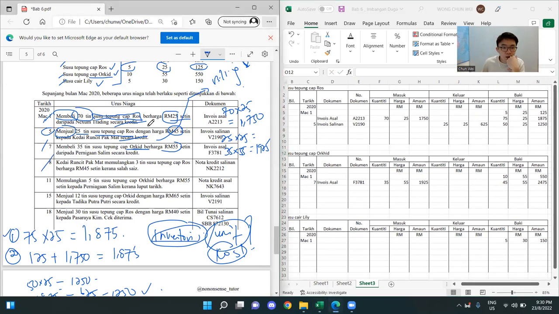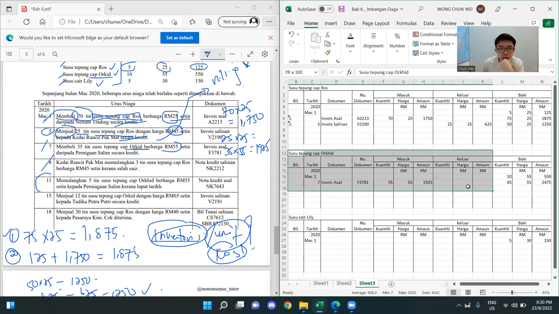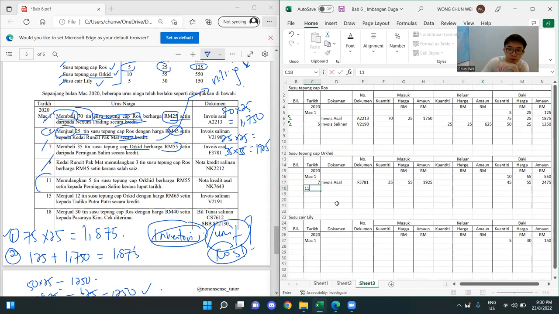Then we go to 11. Okay, see, this one. Memulangkan 5 tin susu tepung cap orchid. Yeah, this one. Okay, you pulangkan. So you beli dia masuk. Sekarang you pulangkan. Pulangkan means apa? Product, the barang yang itu akan keluar. Alright, and then it is in orchid, right? So here, the record 11. Here, the bilangan you can put like 1, 2, 3 lah. Okay, if you want. 1, 2. Right, so the document is Nota Credit.